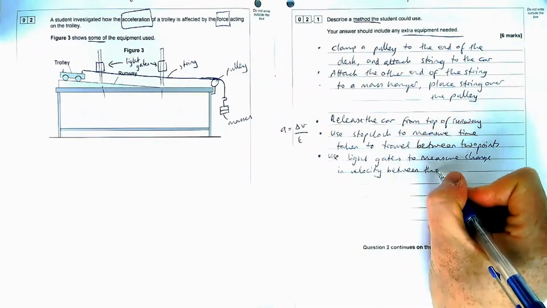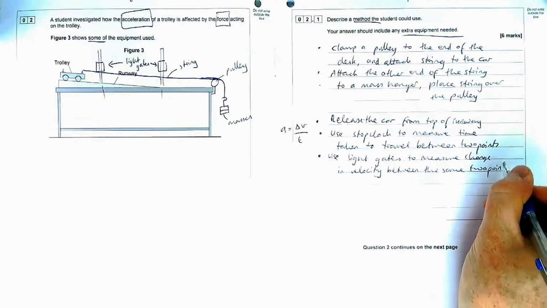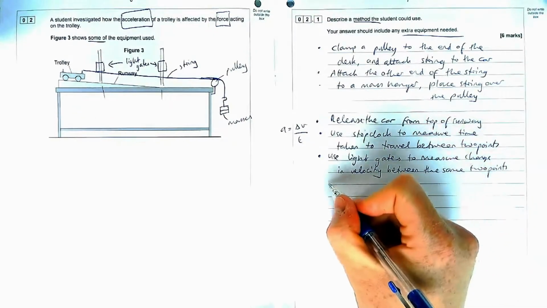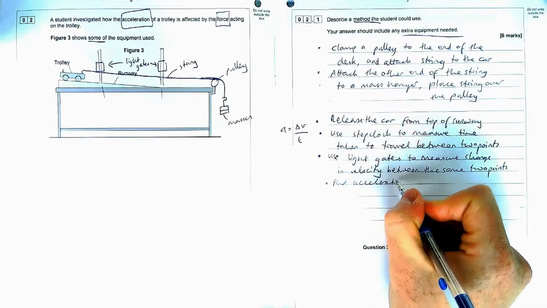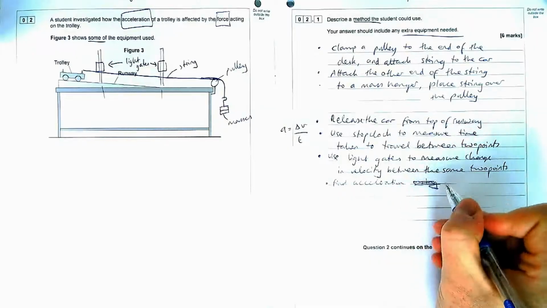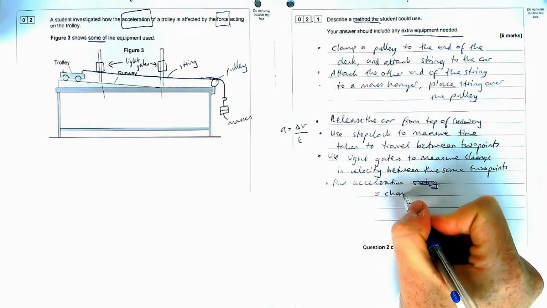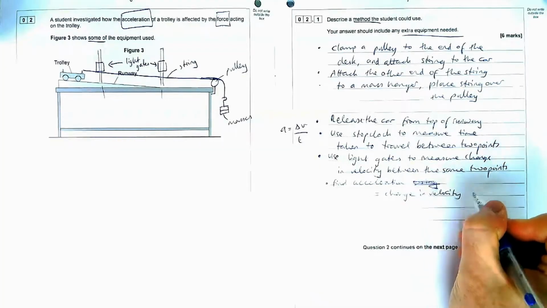Okay, and now to find the acceleration, that's the easy bit. We're just going to say find acceleration using our equation. I'm just going to say acceleration equals change in velocity divided by time. So that's our extra equipment added to the diagram. That's how we measure acceleration.